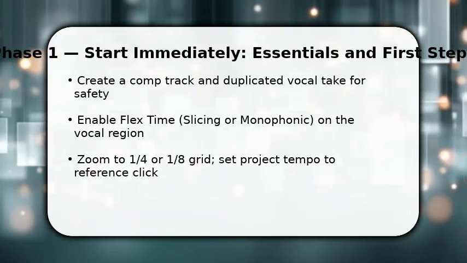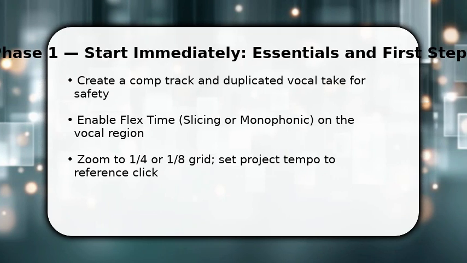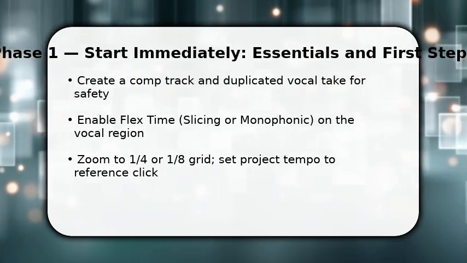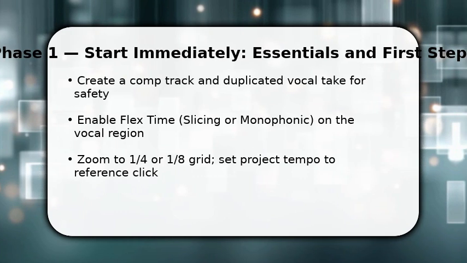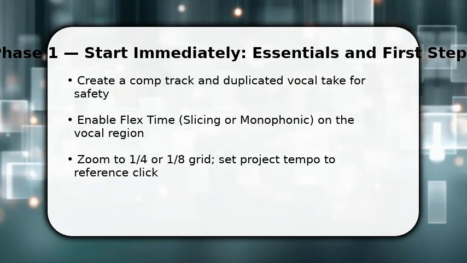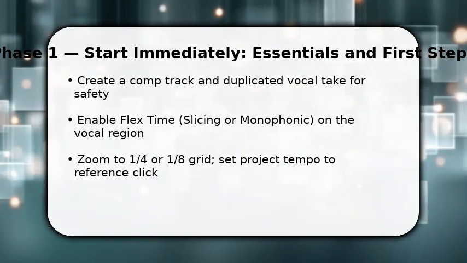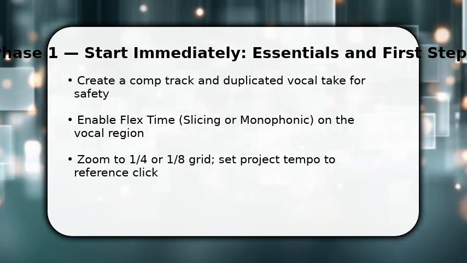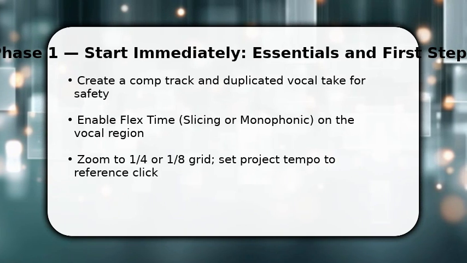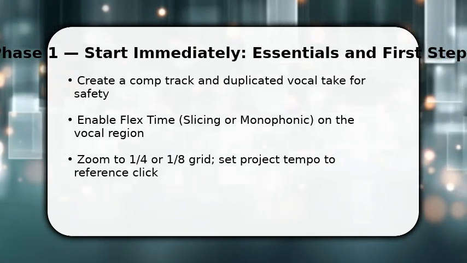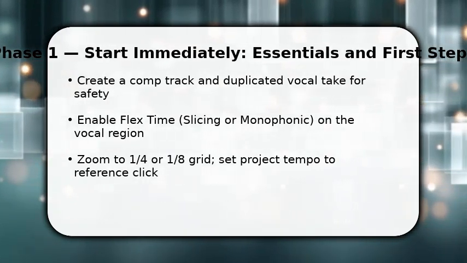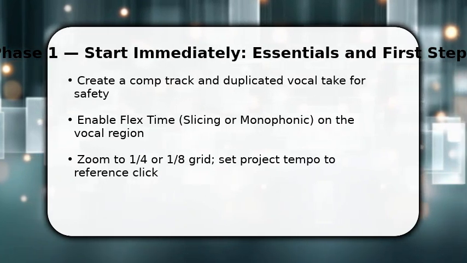You start by creating a copy of the lead vocal and a comp track, so you never lose the original. Enable flex time and choose slicing or monophonic depending on transients, because accuracy hinges on the algorithm. Then, zoom to a 1/4 or 1/8 grid and confirm the project tempo matches the click. This gives you a stable temporal reference.